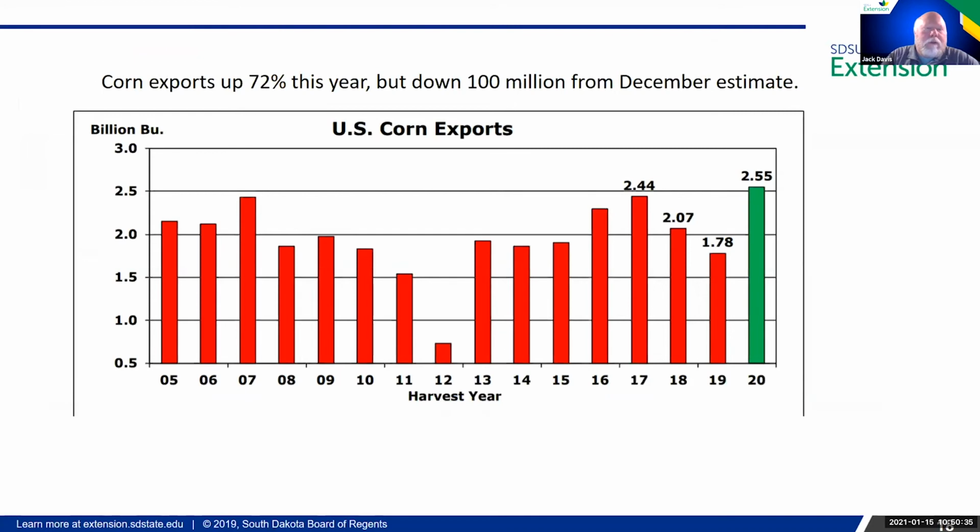Exports, our export year starts in September through August. So we're just into our first half or first few quarters here. They're up 72% this year, but down from the December estimate. And the total estimate for our 2021 year is 2.5 billion bushel. China is responsible. 80% of that increase went to China. So they have imported or claimed quite a few bushels.